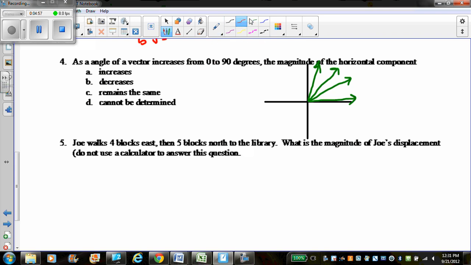What I'll do is I'll draw the horizontal component in red. Here's the horizontal component of my first vector. Here's the horizontal component of the second, the third. You can see what's happening is the horizontal component is decreasing. So my answer is B.